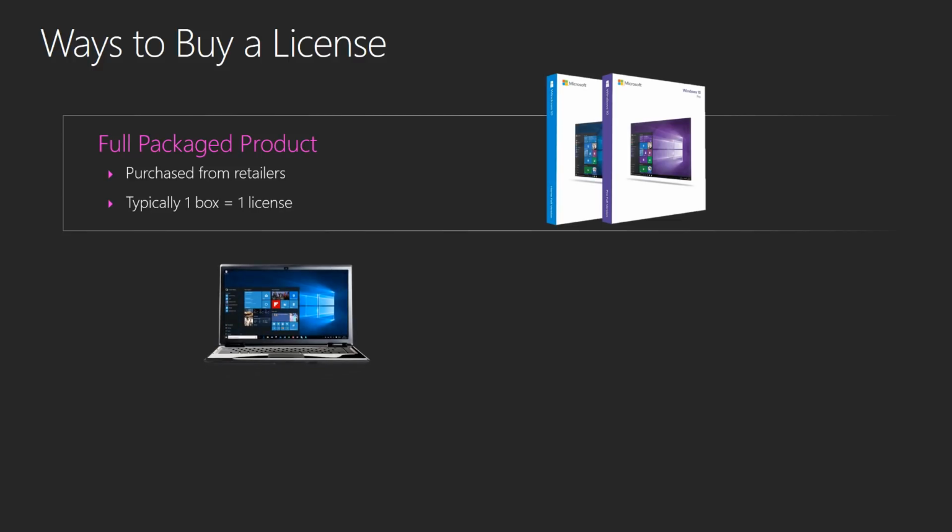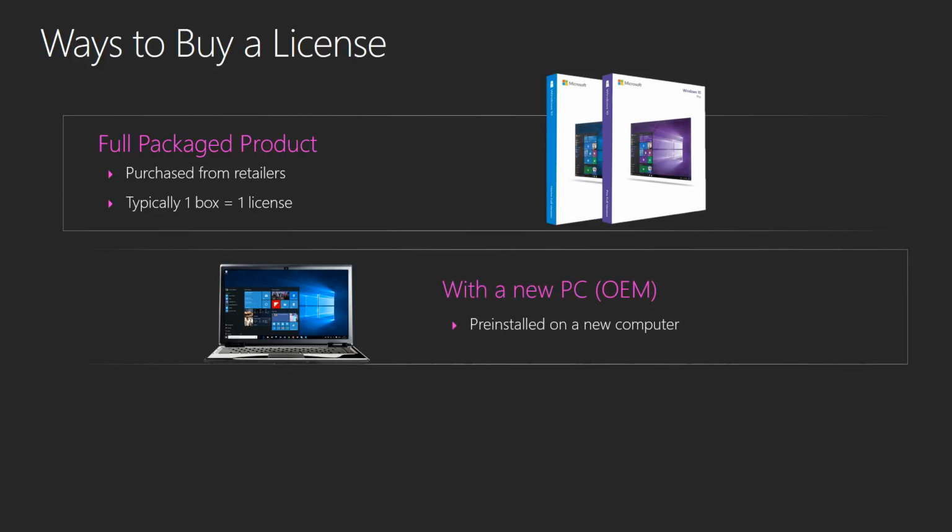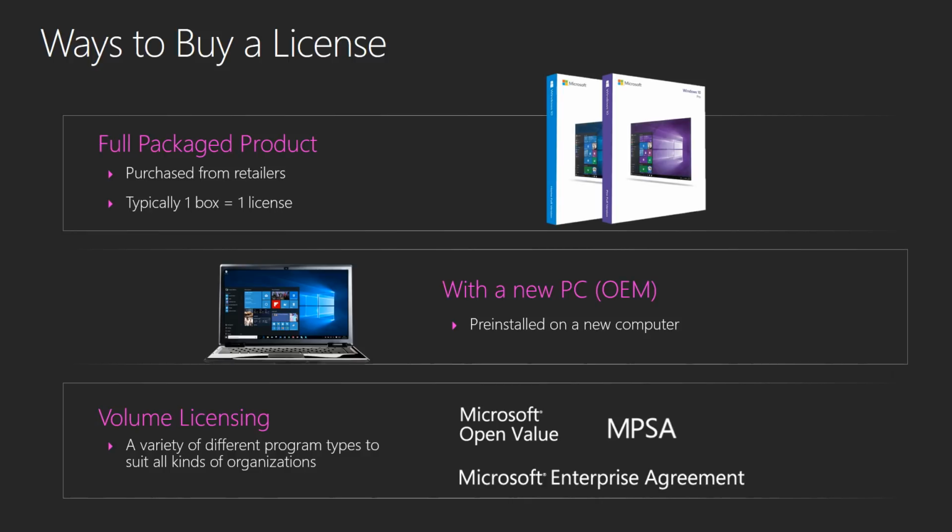The next way of acquiring a Microsoft license is depicted by this computer here, and by this I'm meaning software that comes pre-installed on a new computer. But finally, what will become the main focus of this session, we've got the different volume licensing agreements themselves. But before we do drill down into more detail on these programs, let's just take a moment to consider the advantages and disadvantages of the other two ways on this slide to buy a license.